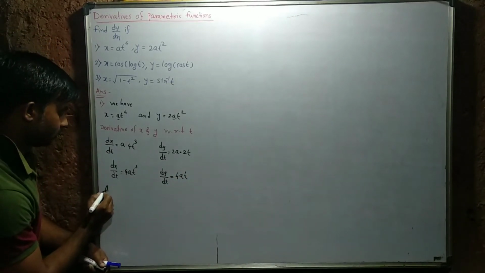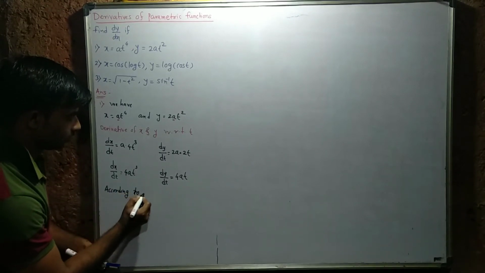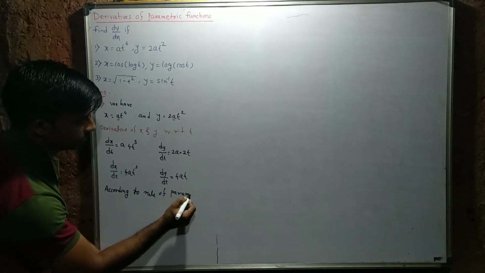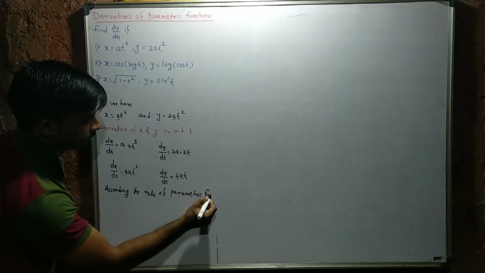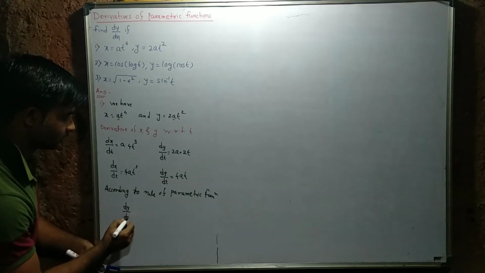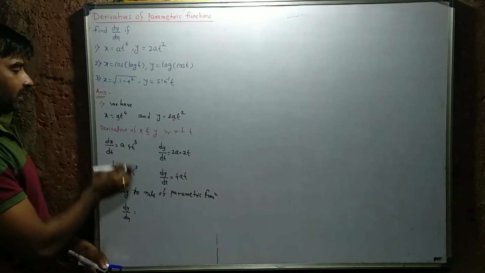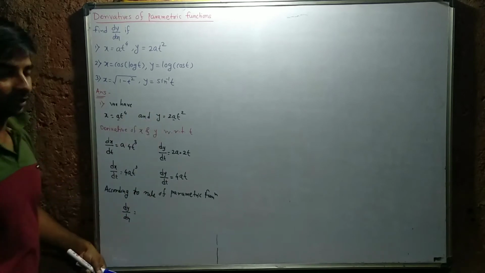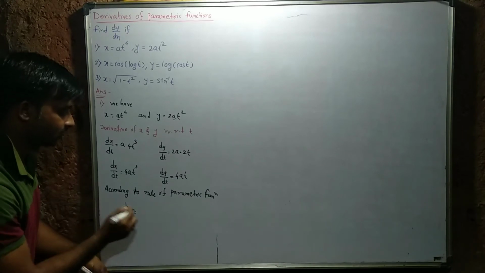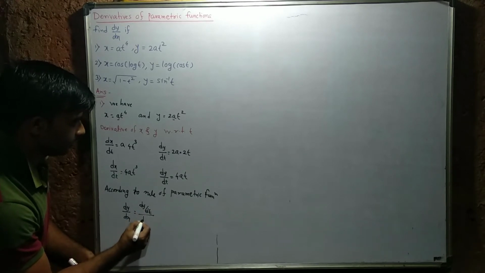Now, according to the rule of parametric functions, because x and y are functions of t, x and y have a relation, and therefore y is a function of x, and dy by dx is equal to dy by dt divided by dx by dt.